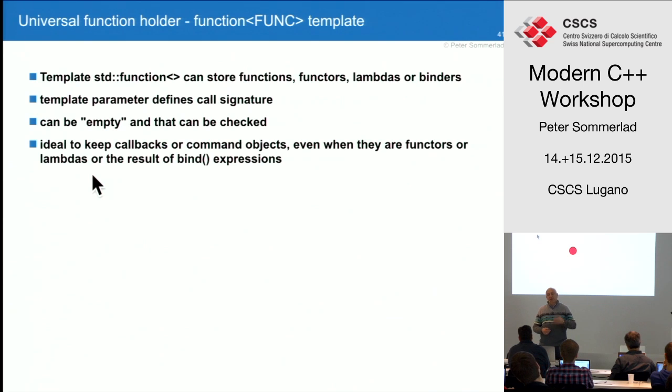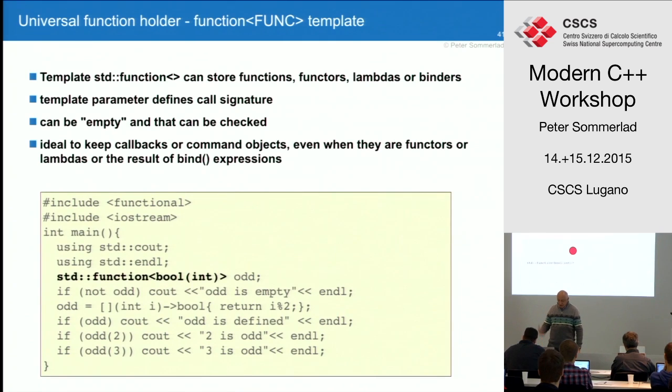For example, if you define a variable and initialize it with a lambda, you have to use auto as a type specification. The problem is you cannot reassign another lambda expression to this variable because its type is distinct from the original lambda, even if it has the same signature. If you want to keep a lambda in a variable that you can exchange later on, you would use std function for the variable type.